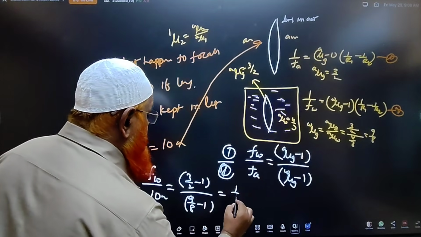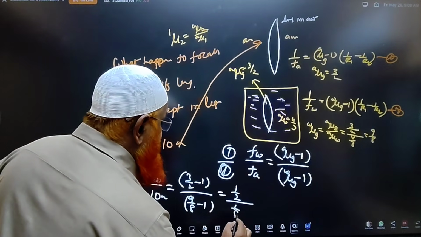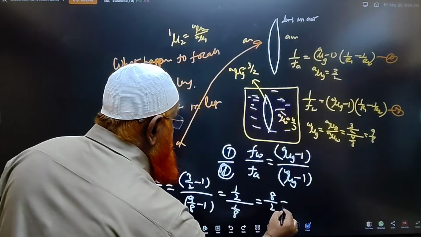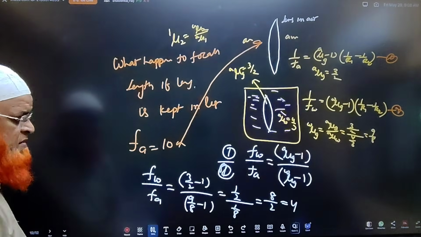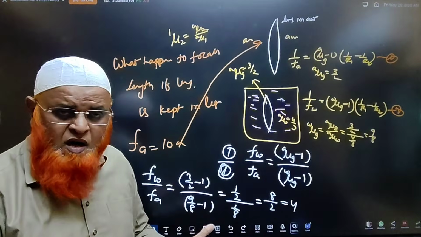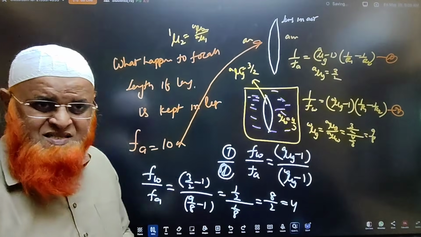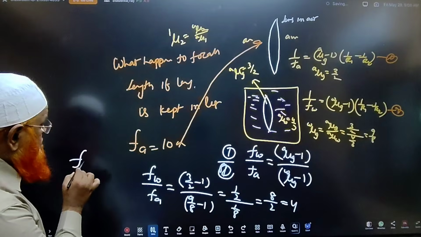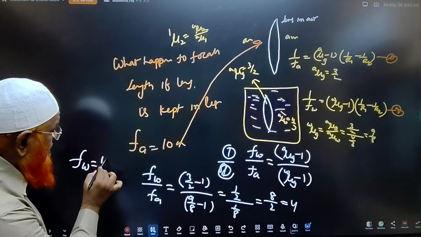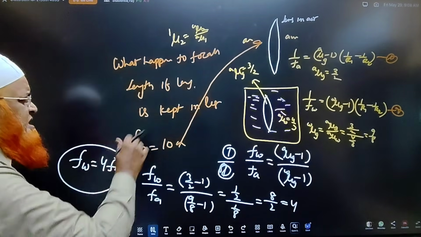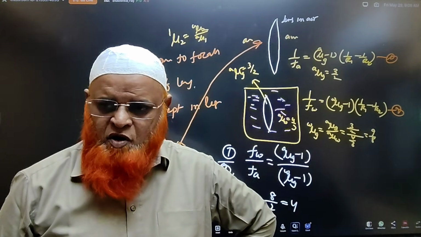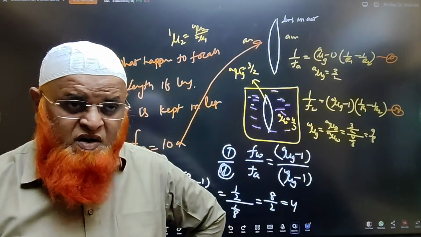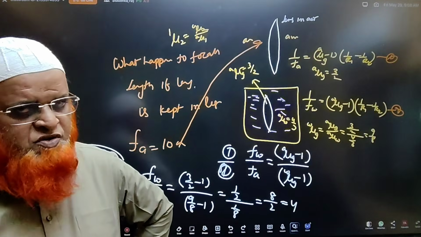So what are we going to get now? This is 1 by 2 and this is 1 by 8, which is 8 by 2, which is nothing but 4. So what do you understand? What is the general formula? What is the shortcut I have derived now? A wonderful shortcut. The focal length in water is 4 times the focal length in air. Next time when you get this type of problem, you never solve it again. Just use the simple shortcut.